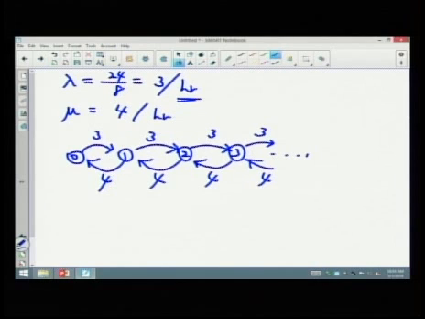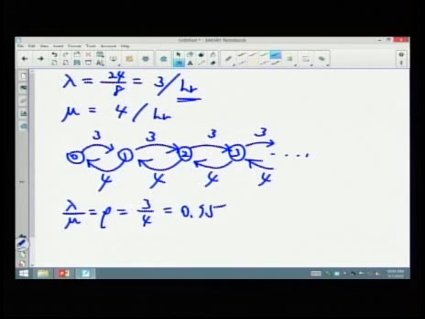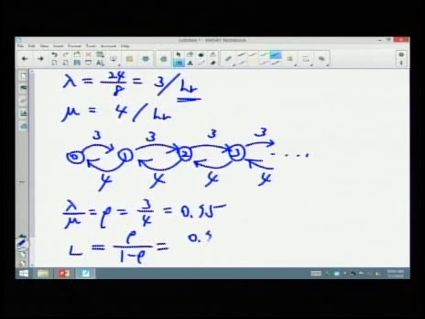Okay, then what is the utilization of the server? You remember? Lambda over mu, which is rho. That is the utilization of the server. That is 3/4, 0.75, right? What is the average number of trucks in the entire system, which is L? Remember, rho over 1 minus rho. So 0.75 over 0.25, which is 3, right?